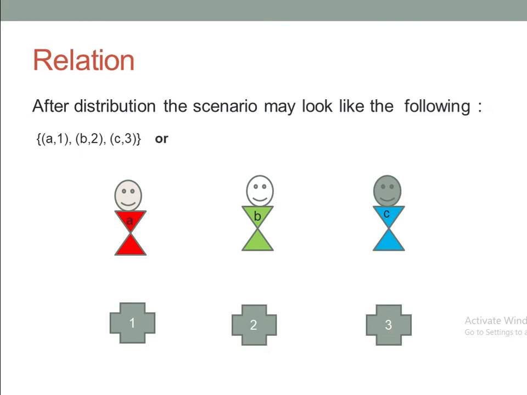Now the jersey distribution may be like this one. Abul got the jersey number 2, Babul got the jersey number 1 and Kabul got no jersey. So it is also a kind of distribution. Let's put A2 and B1 in a set.